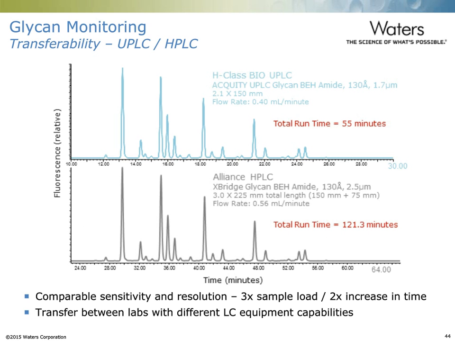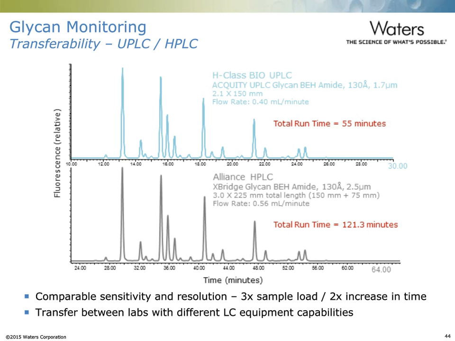The top chromatogram here shows a UPLC-based method with a runtime of about 55 minutes and a correspondingly high-resolution profile. Often, there is a need to transfer between UPLC and HPLC instrumentation when glycan monitoring is carried out for a drug substance. Fortunately, the Glycan BEH Amide stationary phase that is employed for these HILIC separations is available in both UPLC and HPLC particle sizes. In this case, the 55-minute UPLC method has been geometrically scaled to an HPLC method from a 1.7 micron to a 2.5 micron particle size stationary phase.